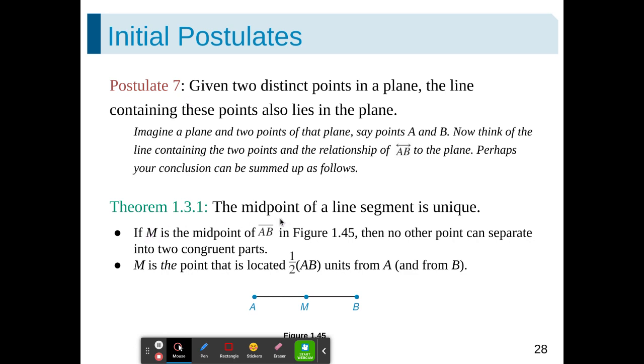Then we got theorem 1.31, which we're interested in for the first time. The midpoint of a line segment is unique. And so we can then apply that. And that wraps up our different postulates that we're going to start off with for section 1.3.